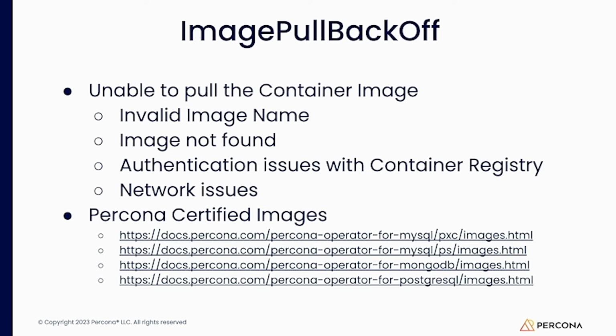This is a particular issue from the Kubernetes side, right? ImagePullBackOff. When you have this issue, Kubernetes is unable to pull the image. The reasons can be many, for example an invalid image name, or maybe you have a private registry inside your company and the cluster can't access it, or you have networking issues, right?